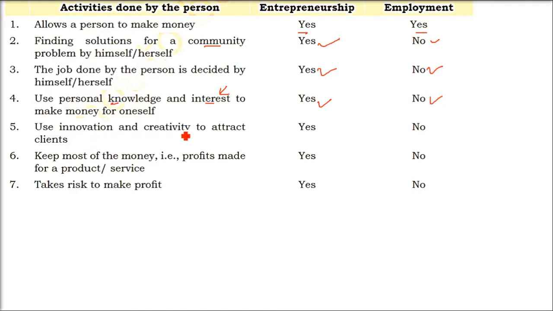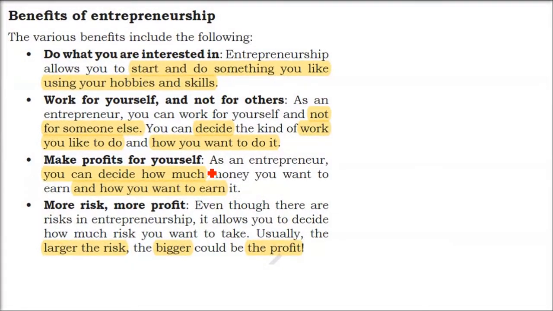So terms and conditions are laid down for employment. Use innovation and creativity: absolutely yes for the entrepreneur, no for employment. Keep most of the money and profits made from a product or service: the entrepreneur does it. Employment, as I said, say his salary is 10,000. Even if the employer is earning 5 crore per month, he will not get 1 crore out of it. He'll just get 10,000. Maybe some increment he'll get. So there is nothing else he is getting. He is getting just a stipulated amount. Take risk to make profit: entrepreneurship, yes. Employee, no.